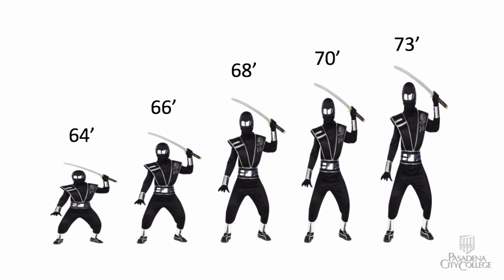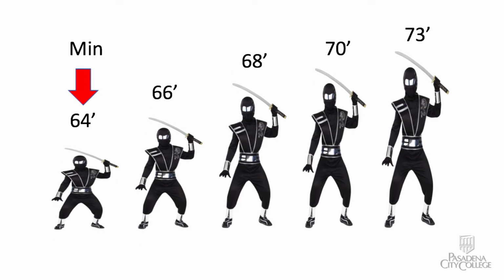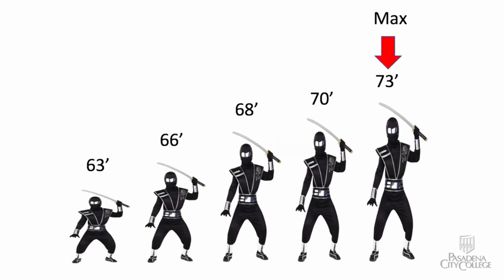Okay, we have them in order from the smallest to the tallest now. What's the minimum going to be? Well, it's the shortest guy. It's just 64 inches, so 64 will be the minimum. Actually, he's shorter than you. Wow. What? No, I'm way taller than 64 inches. Okay, what about the maximum? The maximum is the tallest one, which is 73 inches this time. So 73 will be our maximum.